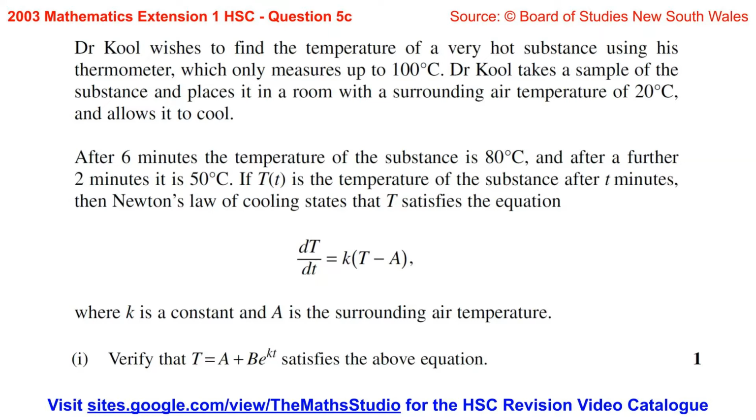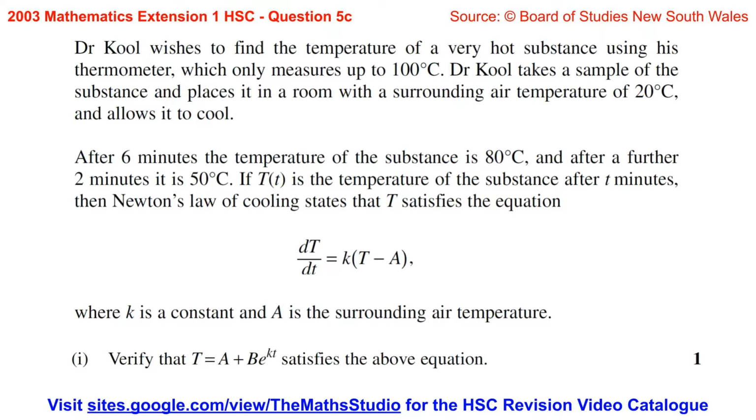Question 5c. Dr. Cool wishes to find the temperature of a very hot substance using his thermometer, which only measures up to 100 degrees Celsius. Dr. Cool takes a sample of the substance and places it in a room with a surrounding air temperature of 20 degrees Celsius and allows it to cool.